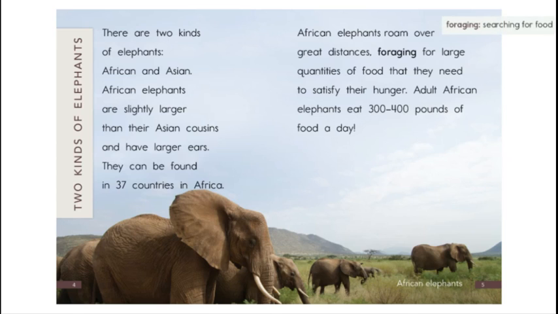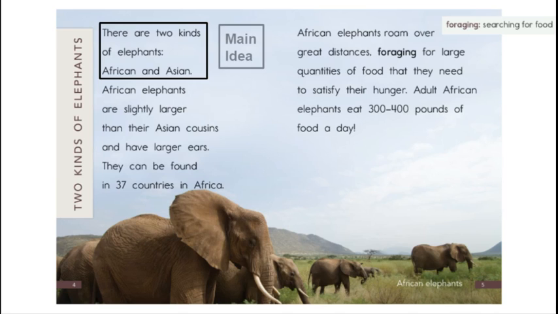Foraging means searching for food. Okay, now for this page, I'm going to look at that first sentence because I remember that most of the time, the topic sentence is going to have our main idea. There are two kinds of elephants, African and Asian. I think that's the main idea.